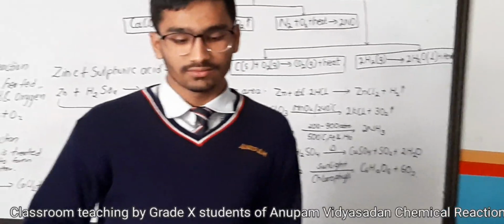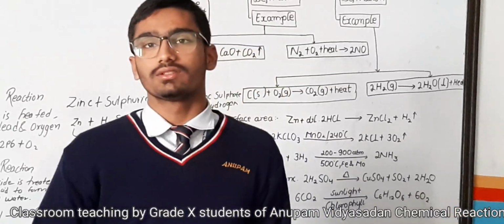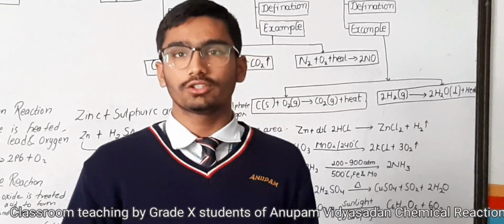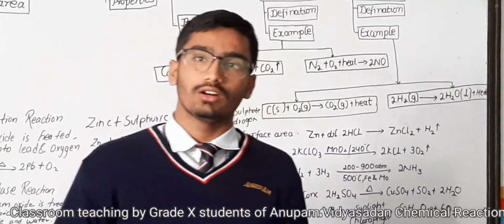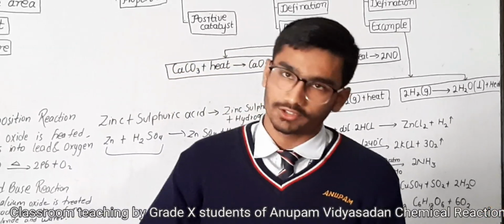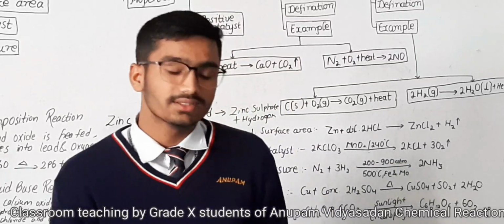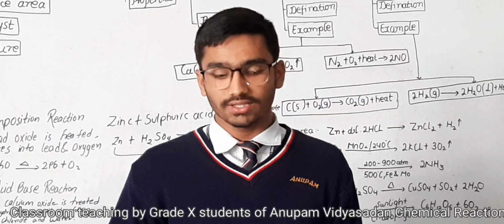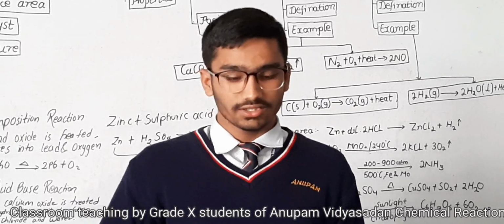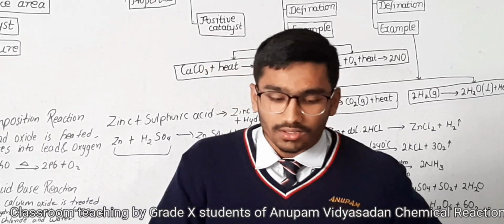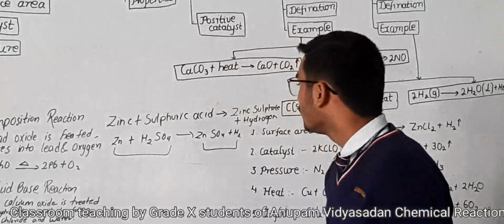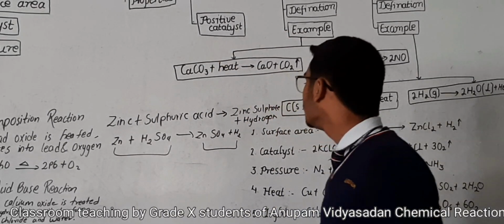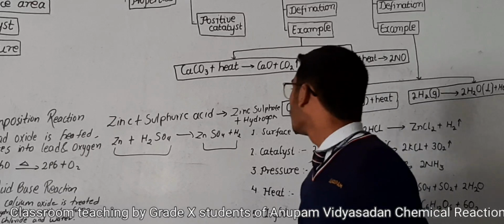Single displacement reaction. In this reaction, an atom in a molecule is replaced by another atom forming end products. For example, when zinc reacts with dilute sulfuric acid, hydrogen gas is eliminated and zinc sulfate is formed. The chemical equation of that is zinc plus sulfuric acid gives zinc sulfate plus hydrogen.